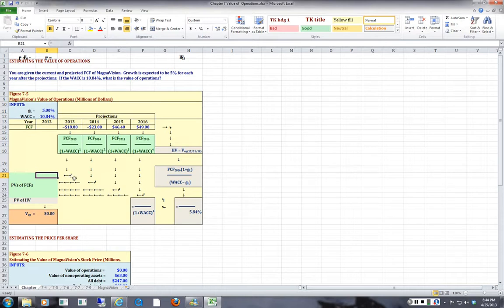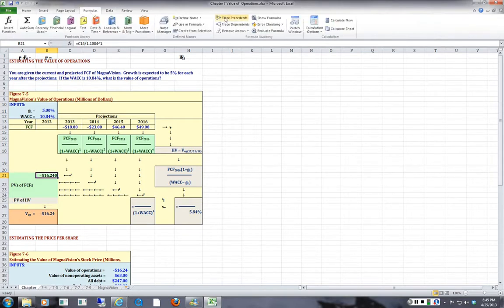So for the year 2013, we are going to take that minus 18, and we are going to divide it by 1 plus 10.84% in the first year. It's just to the first power. I just messed up a little bit there, but you take that minus 18 and divide it by 1.1084 to the first power, which is minus 16.240.